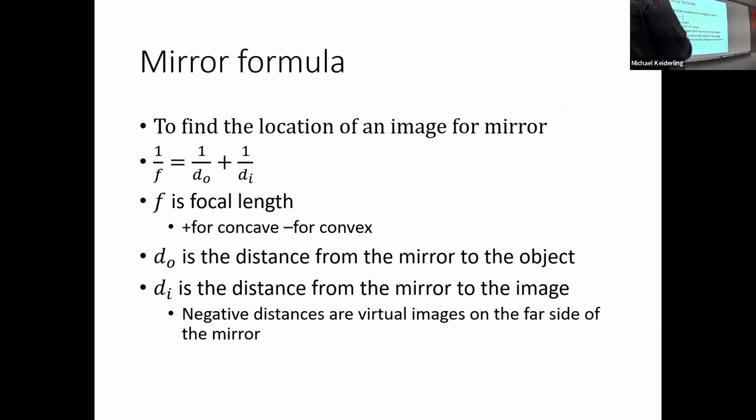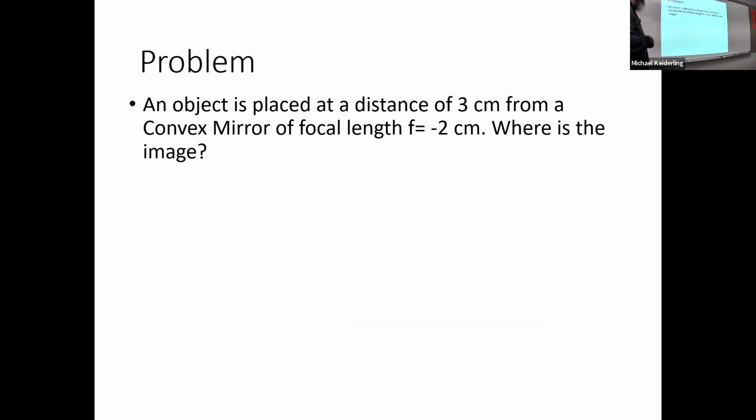And to find the location of an image for a mirror, we can use the mirror formula: 1 over the focal length equals 1 over the distance to the object plus 1 over the distance to the image. f is the focal length. It's positive for concave mirrors. It's negative for convex mirrors. do is the distance of the mirror to the object. di is the distance to the mirror of the image. Negative distances are virtual images on the far side of the mirror.